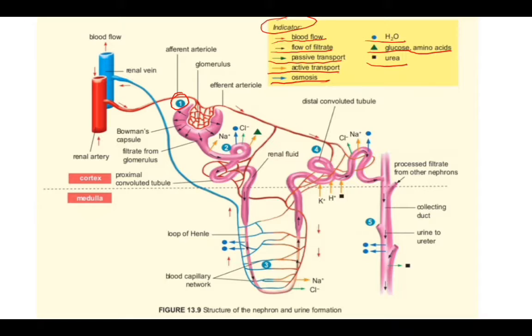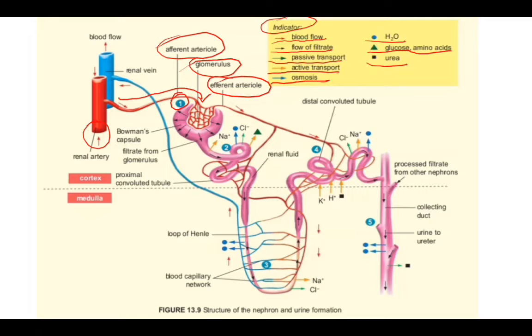So this is the renal artery. Look at the blood flow. Okay, from the renal artery, the blood enters the glomerulus. This is the glomerulus. It is under high hydrostatic pressure, because the diameter of the afferent arteriole here is larger than the diameter of the efferent arteriole. So this pressure causes ultrafiltration to occur.